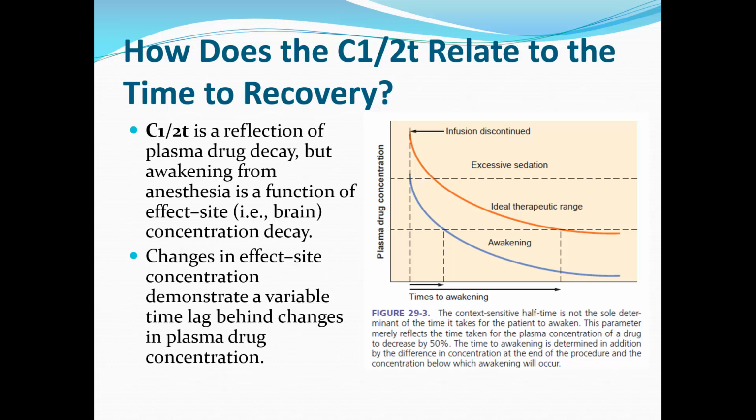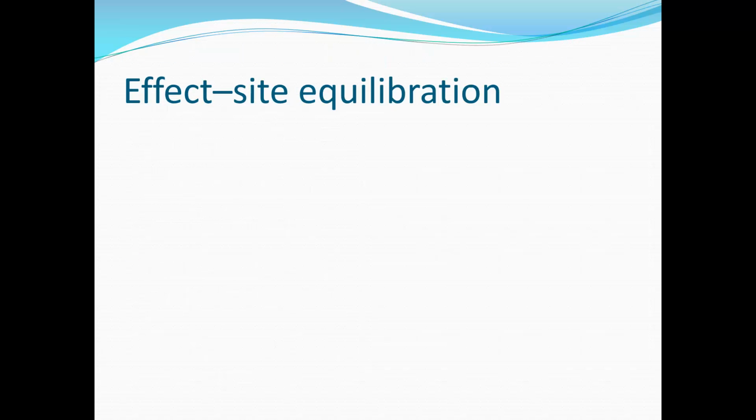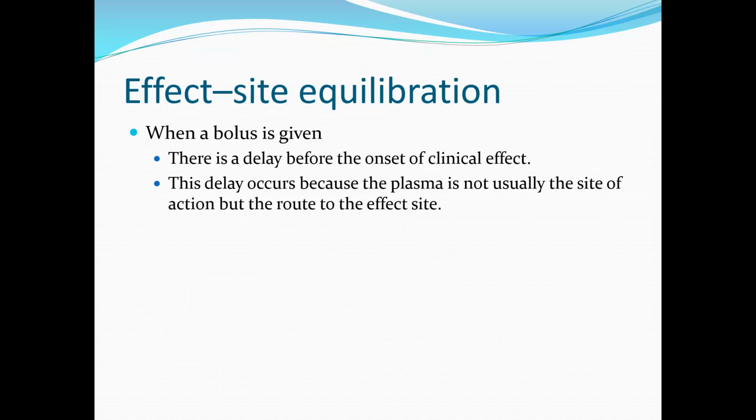And the blue line again is the drug concentration, and the orange line is the EEG pattern. So again, they are different, even though there is a correlation. When you give a bolus, there is a delay before the onset of clinical effect. This delay occurs because the plasma is not usually where the drug works, and the drug has to go to the brain or the site of action.